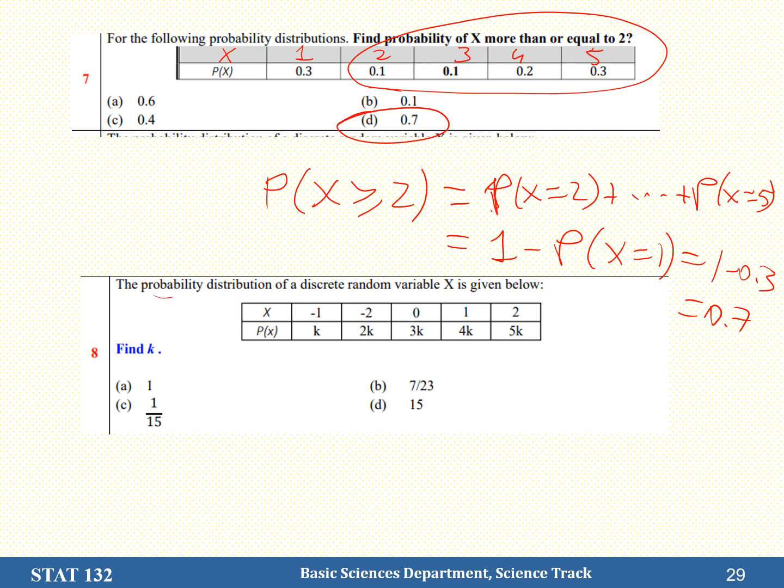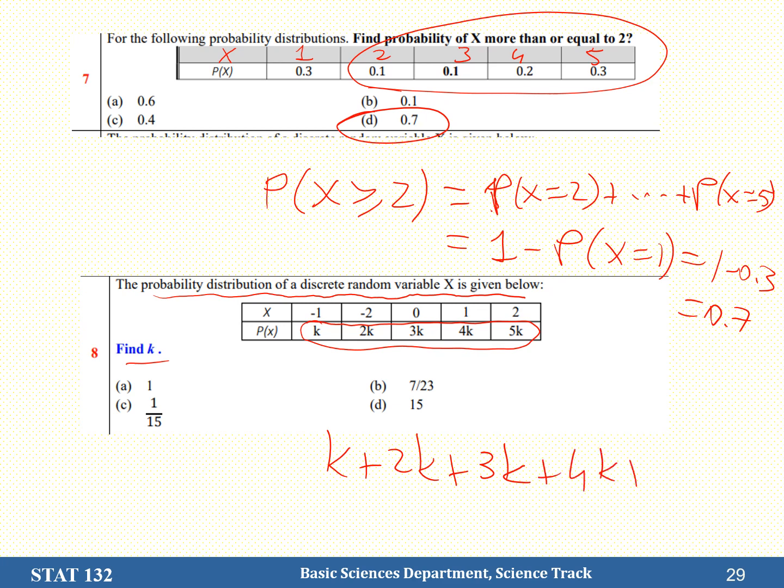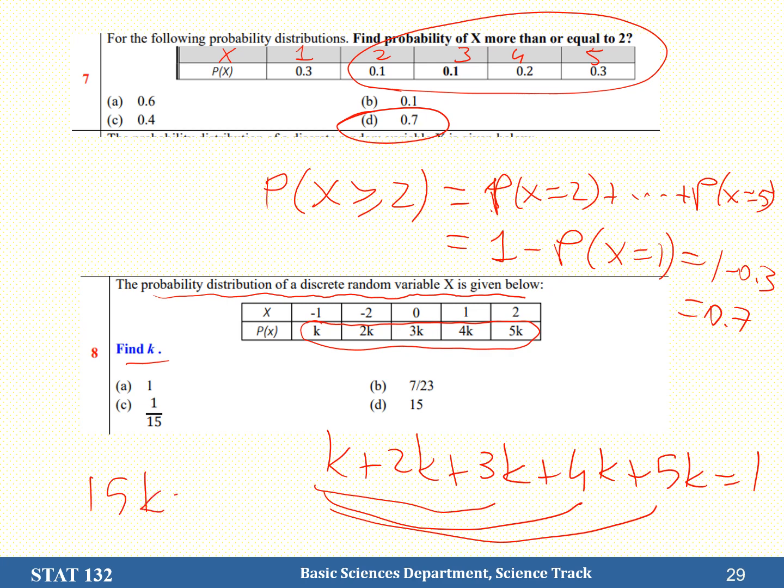9, 8. The probability distribution of a discrete random variable x is given below. Find k. So here we know the sum of all the probabilities is equal to 1. So this has to be 6, 4, 15k is equal to 1. So k is equal to 1 over 15. Let's see then.